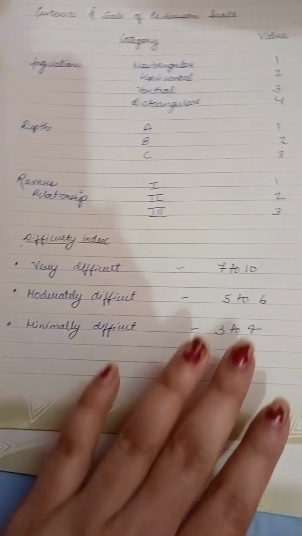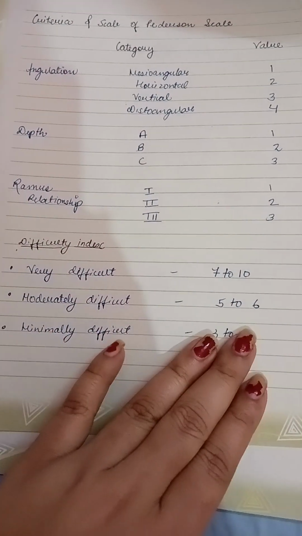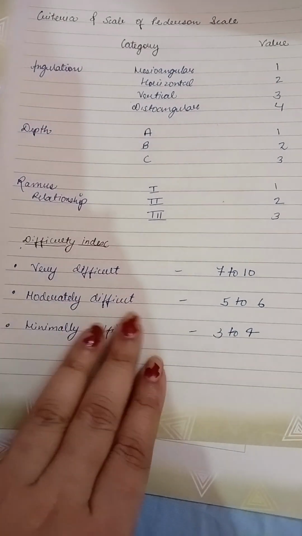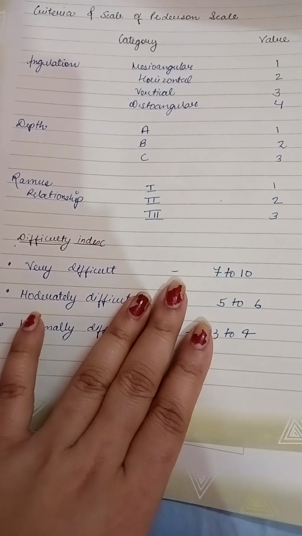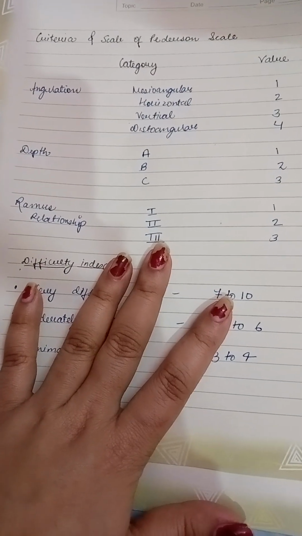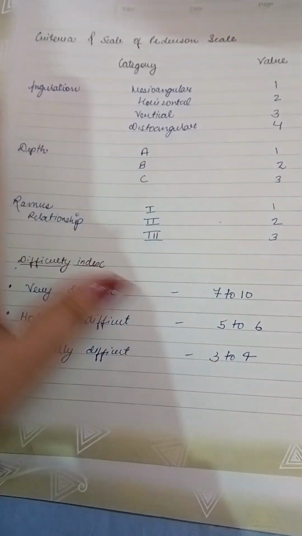If the scoring comes between 7 to 10, it's very difficult. If it is 5 to 6, it is moderately difficult. And if the scoring is 3 to 4, it is minimally difficult. Okay, this is all about the Warface index. We have covered the Warface index. Now we will be covering Winter's lines.